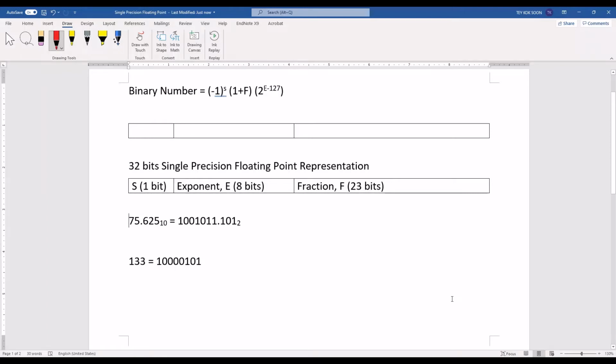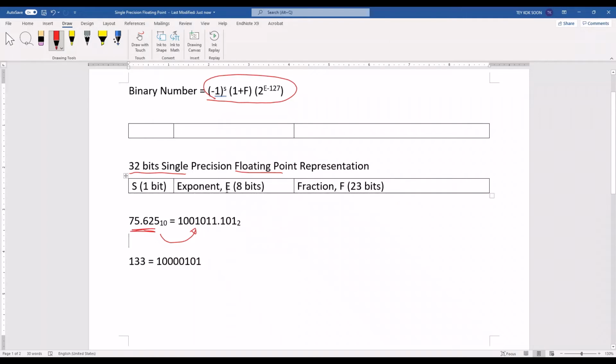Okay, so in this video, we're going to learn how to convert a decimal number with a decimal point into the 32-bit single precision floating point representation. Before we do that, to put it into 32-bit single precision floating point, we need to convert this decimal into a binary number. After we convert it to binary, we need to change the binary number into this format. So if we convert 75.625 into a binary number, we will get these values.